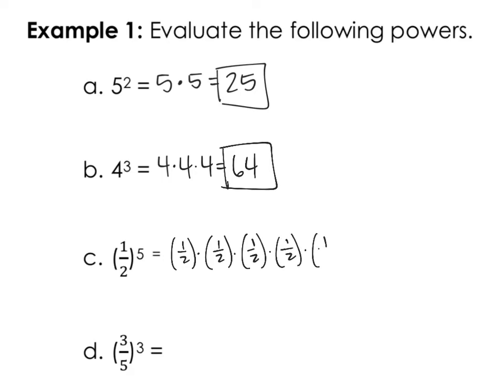And if you want to type this into your calculator, you would put in parentheses a 1 divided by 2, and then use that caret button again and put the 5 in the exponent. So if you do that in your calculator, you're going to get a decimal. Now we don't want a decimal, so we're going to hit math, enter, enter, and that gives us 1/32.